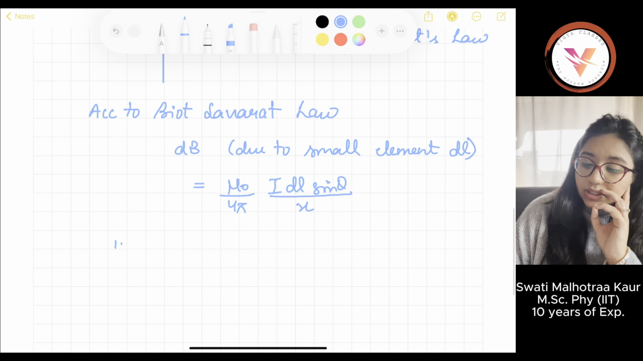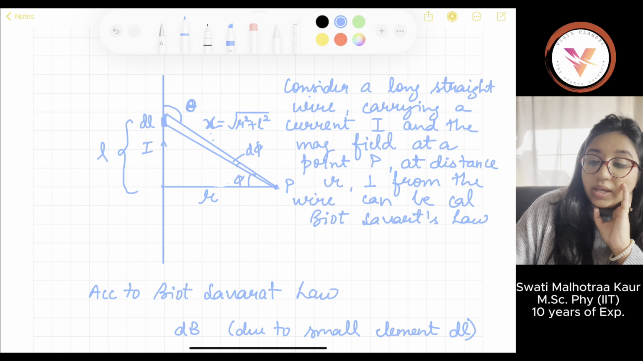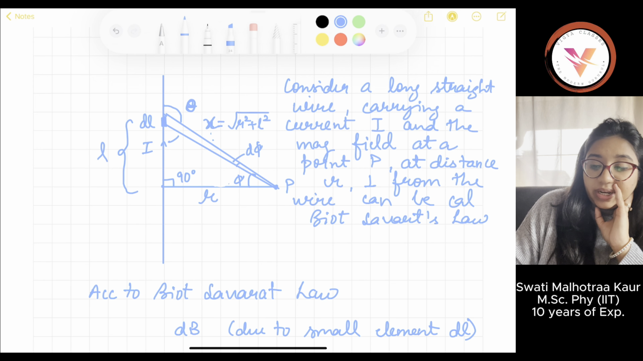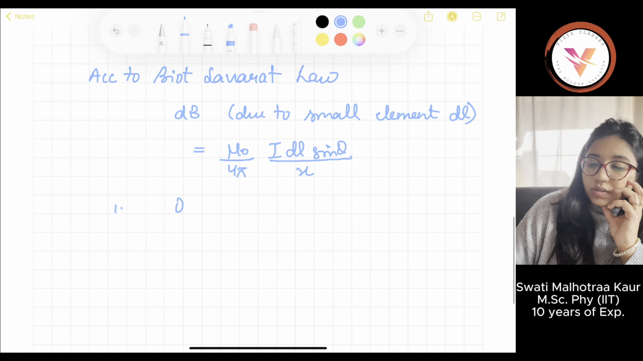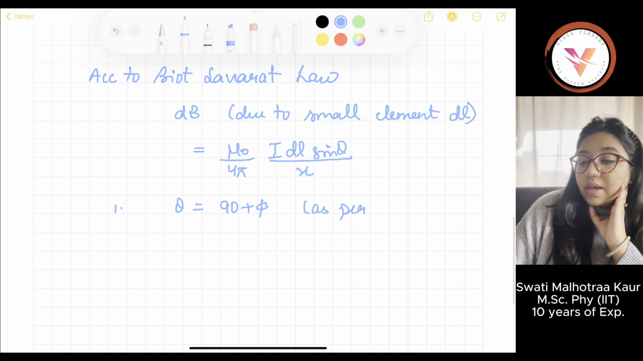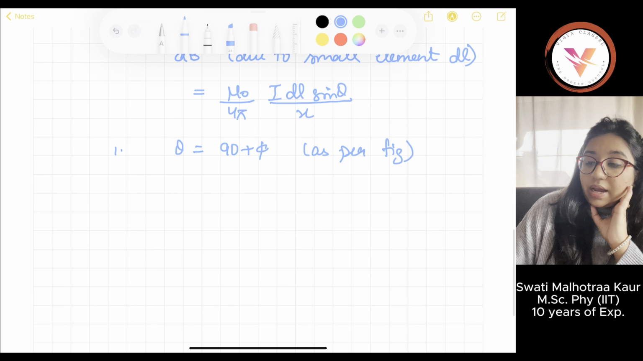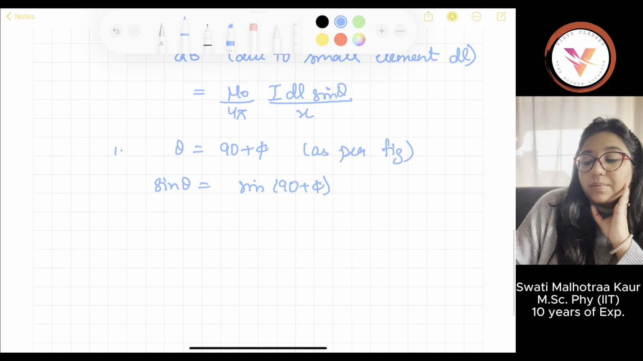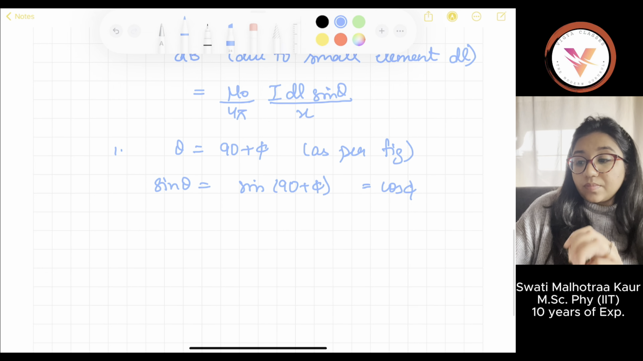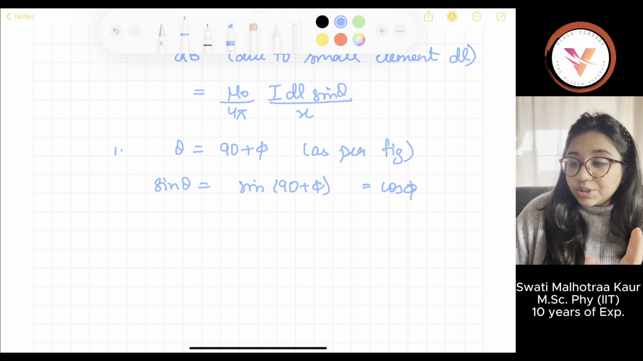Okay, so first consider from here that this angle is 90 degree, and this is 180 minus theta. So either you can do that, or you can simply write that 90 plus phi is equal to theta, exterior angle. So theta is equal to 90 plus phi as per figure, and then sin theta would become sin(90 plus phi), and sin(90 plus phi) gives you cos phi. Okay, so you substitute the value here.